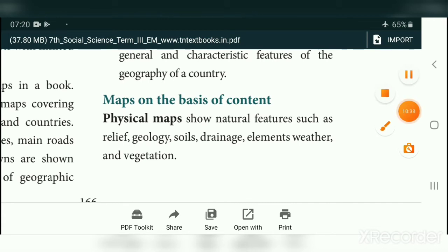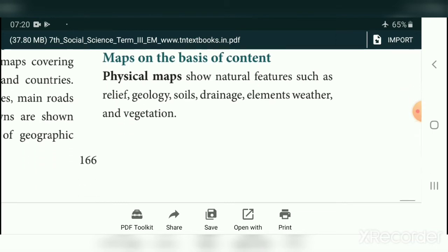Now we will see the basic elements or content. Maps on the basis of content are divided into two groups, physical map and cultural map. Physical map shows the natural features, the physical features of a continent or a country, like relief. Relief means the physical features, geology, soil, drainage, weather element and vegetation. So these are the physical maps.